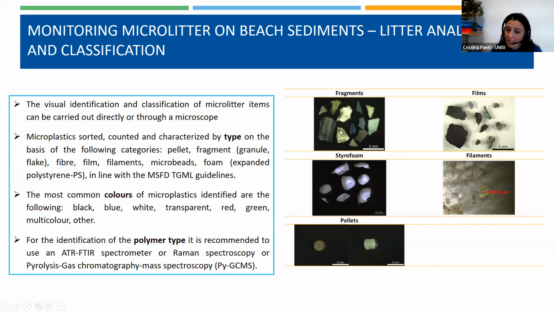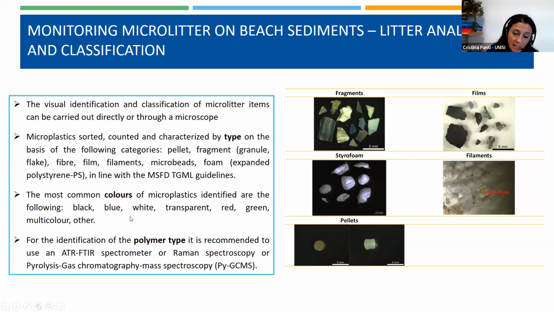Fragments are particles that differ from films in thickness. For instance, styrofoam particles derive from styrofoam, so they are quite easy to distinguish. Filaments, for instance, are very long but with a thin diameter, and then there are pellets that are usually primary pellets that are used to produce larger plastic items.